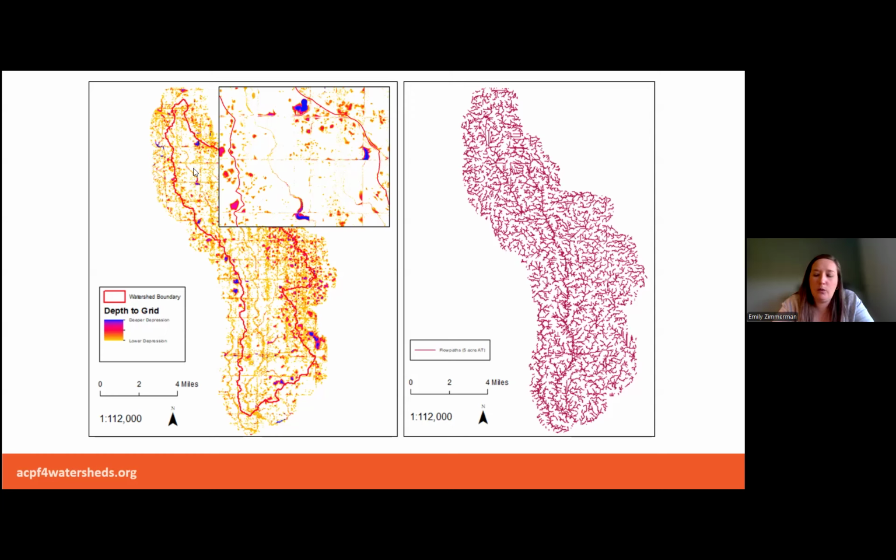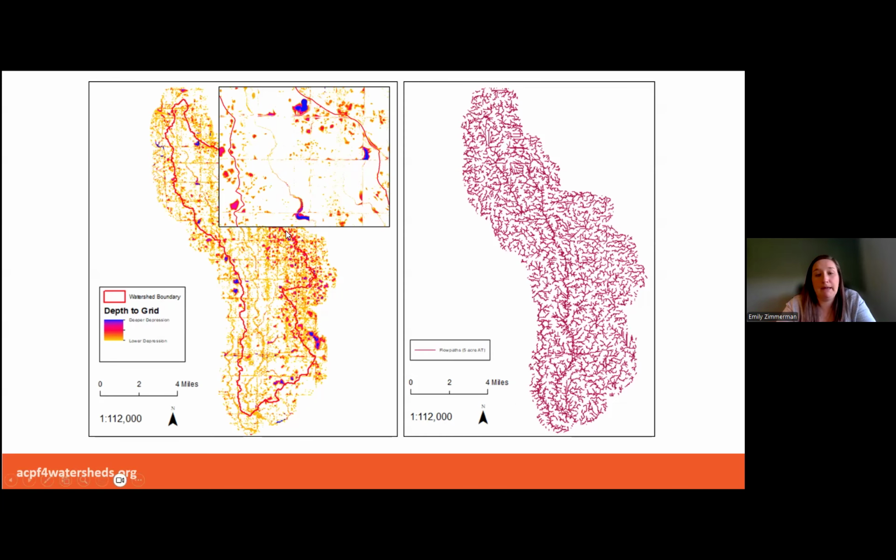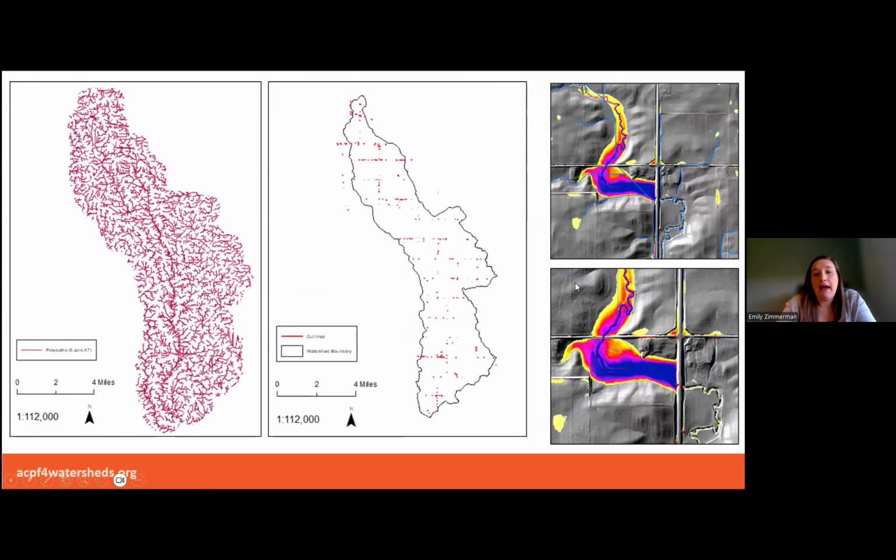Okay, so I'm going to come back to flow paths and flow patterns. We just finished terrain processing, and we now know the direction and the accumulation. We need to understand where flow might be impeded, and we're going to visualize our flow lines. After that step, and this is where Marcel alluded to this, the next step is really, really important. It's probably the most important step in the whole ACPF process, and it also takes the longest. And that's hydromodification of the digital elevation model.